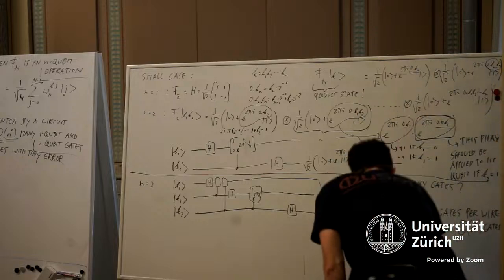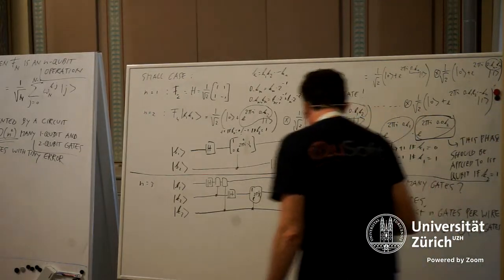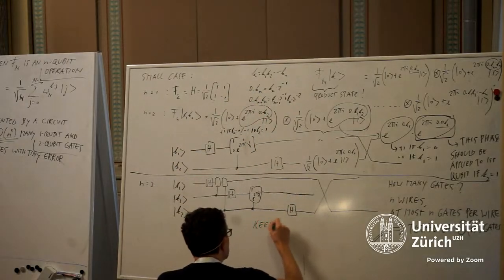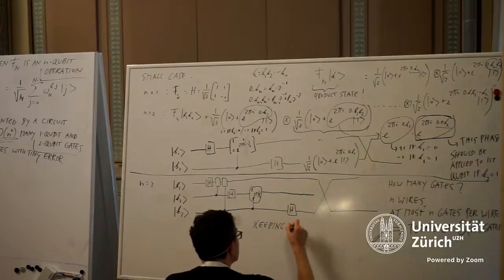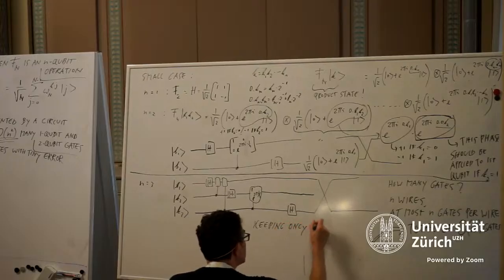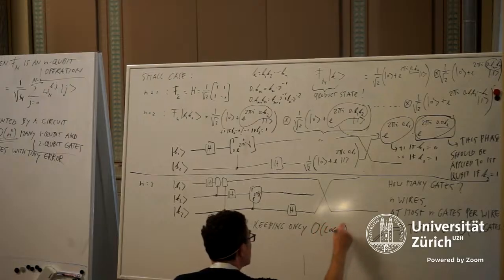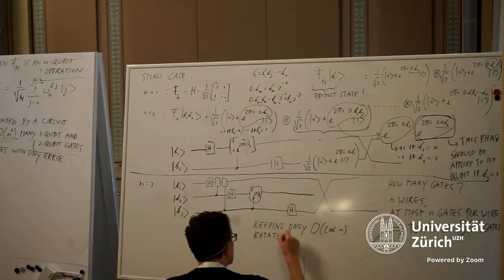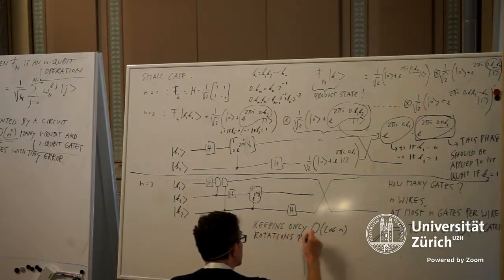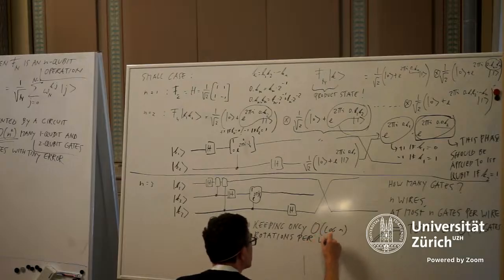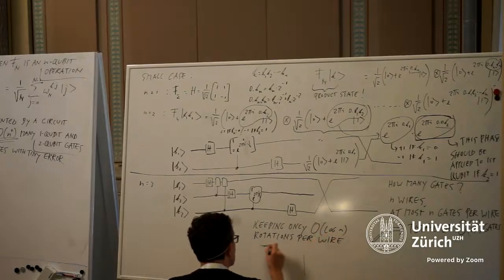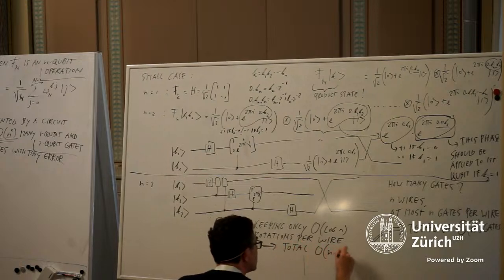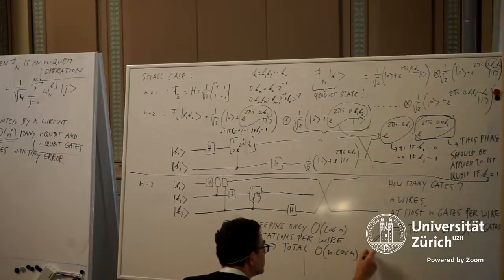So if you keep only the log n most important rotations per wire, you get this more efficient approximate circuit. That's a total of order n, little n, log n gates.